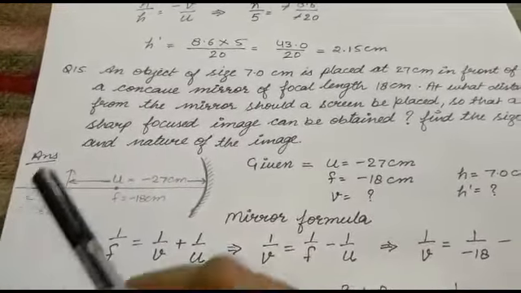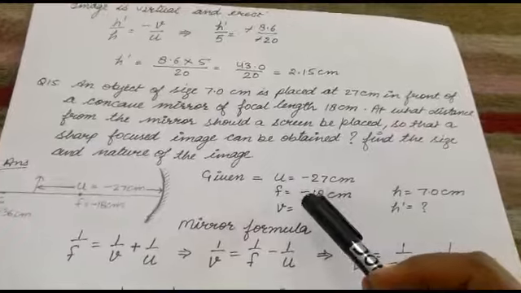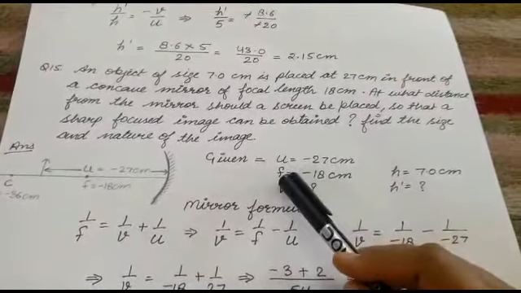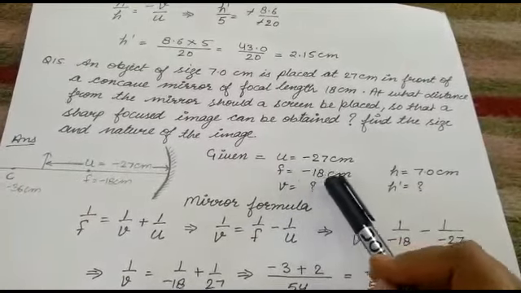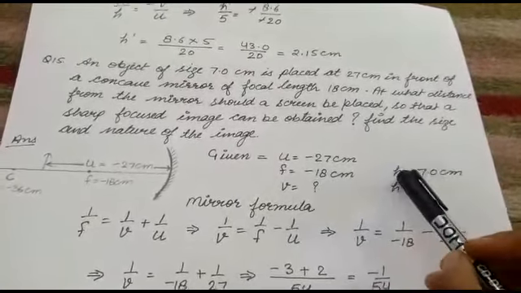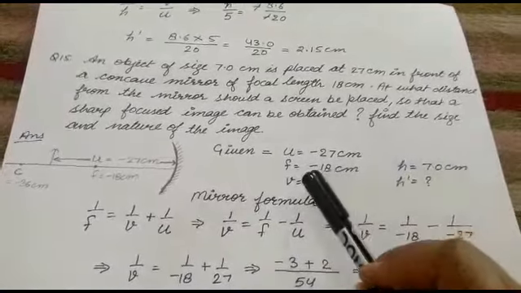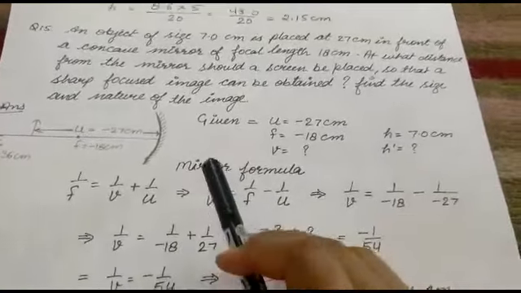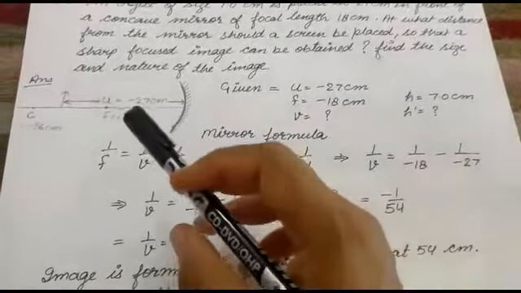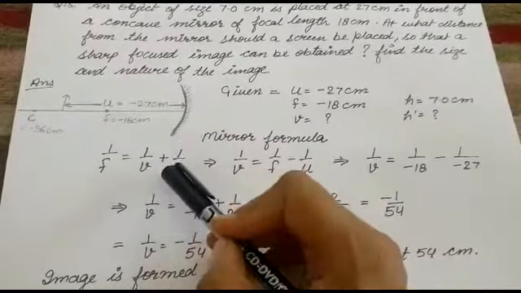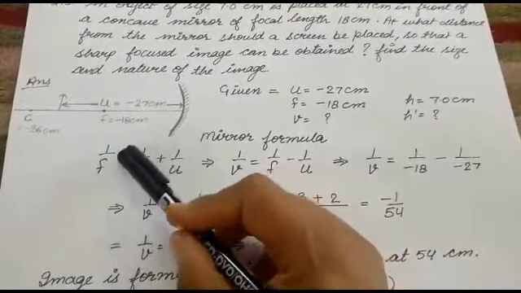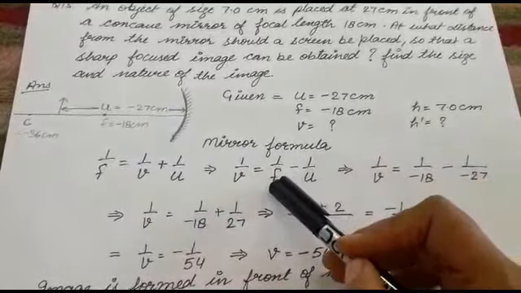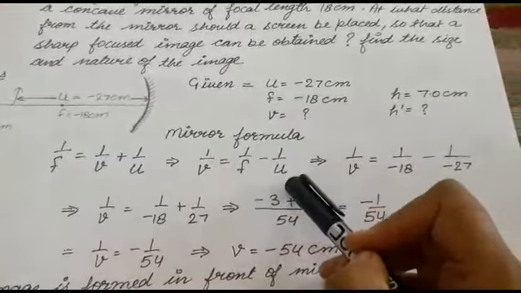What is given in the question is the distance of the object, minus 27 centimeter, and the focal length of the concave mirror, that is minus 18 centimeter. Here the height of the object is 7 centimeter. Two values we have to calculate, distance of the image and height of the image. Again we have to put the mirror formula only, that is 1 upon f equals 1 upon v plus 1 upon u. Again we have to find the value of the distance of the image, so we shift the values and we get 1 upon v equals 1 upon f minus 1 upon u.